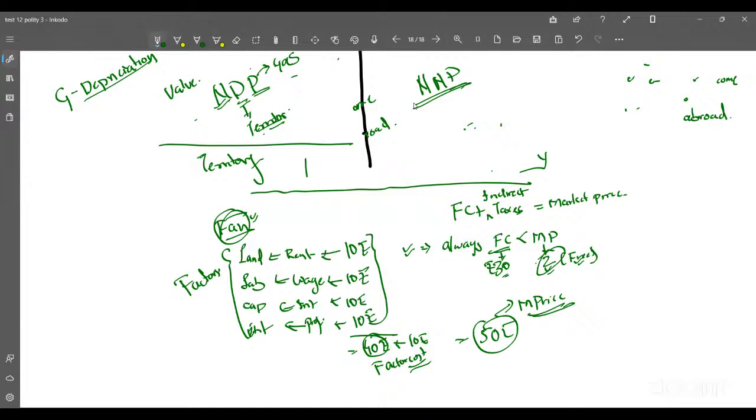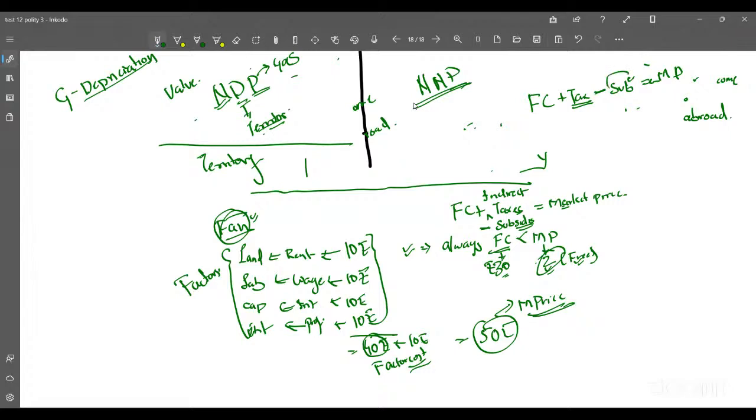So market price can be lesser than factor cost, correct? The example is this. When you have subsidies, you subtract the subsidies from the factor cost, and the market price would be lesser. So what you have to understand is factor cost plus taxes. If you put taxes, you have to add taxes, and if you put subsidies, you have to subtract the subsidies. Then only what you will get is market price.